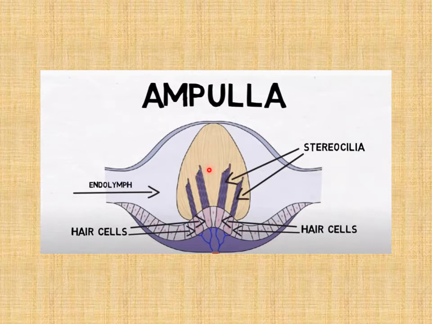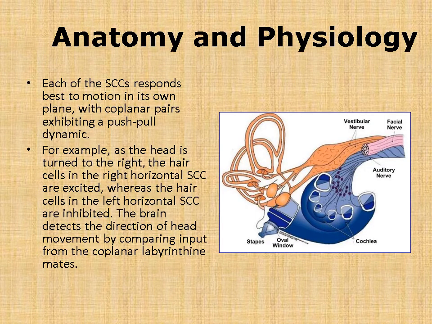This deflection of stereocilia will consequently cause opening of ion channels and release of neurotransmitters, sending the information about the plane of movement according to the activated canal. Each of the 3 semicircular canals responds best to motion in a certain plane.